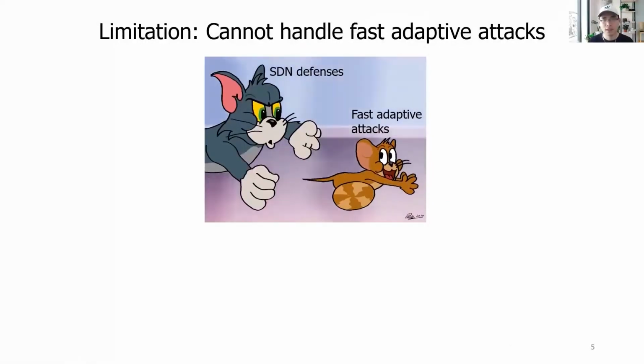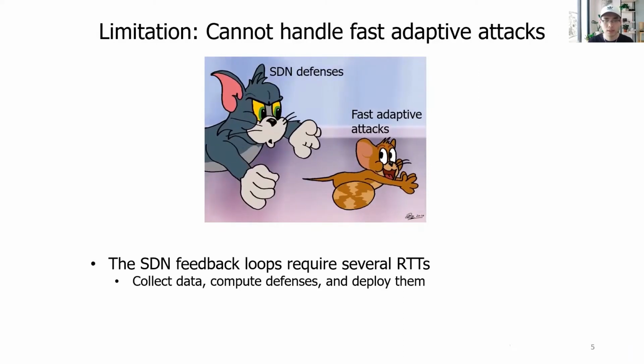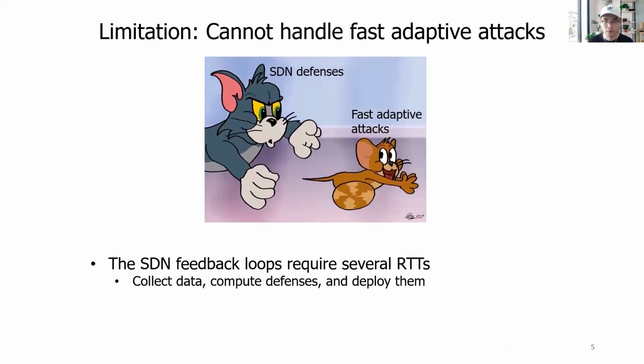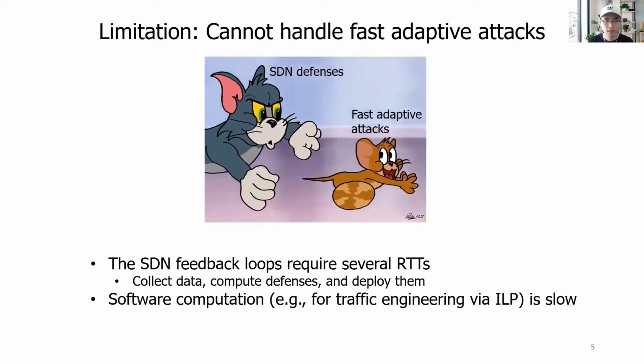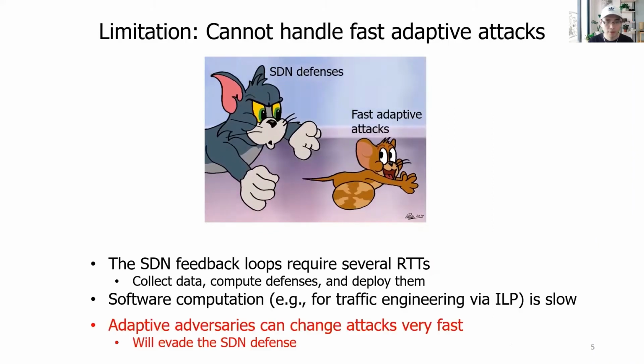Unfortunately, SDN solutions cannot handle fast adaptive attacks because of the following reasons. First, SDN controllers work in a feedback loop manner, which requires several RTTs to collect the data, compute defenses, and deploy them into the network. Second, software computation, like traffic engineering or integer linear programming, is very slow. On the other hand, adaptive adversaries can change their attack strategy very fast, which means they can evade the SDN defense.